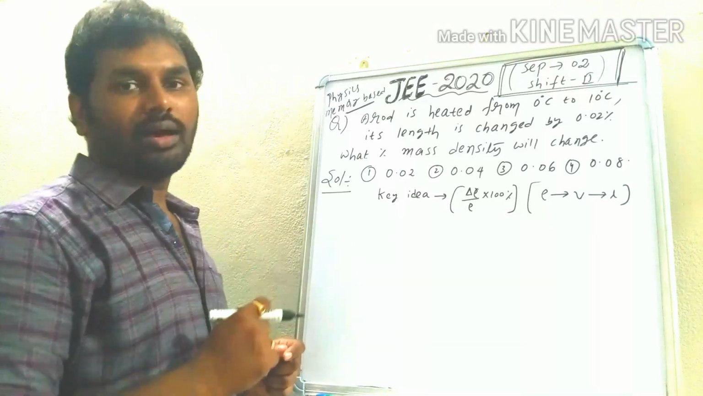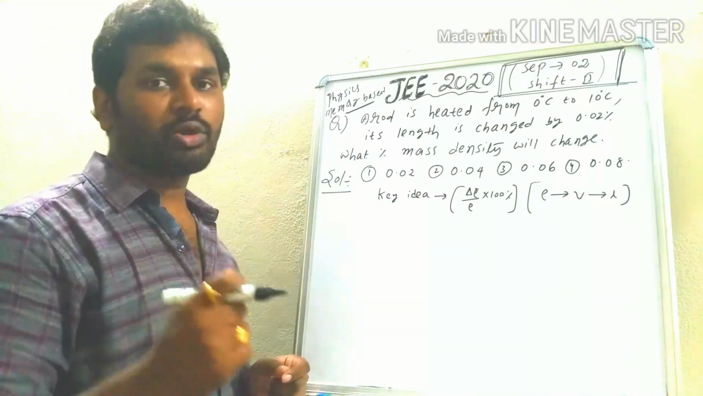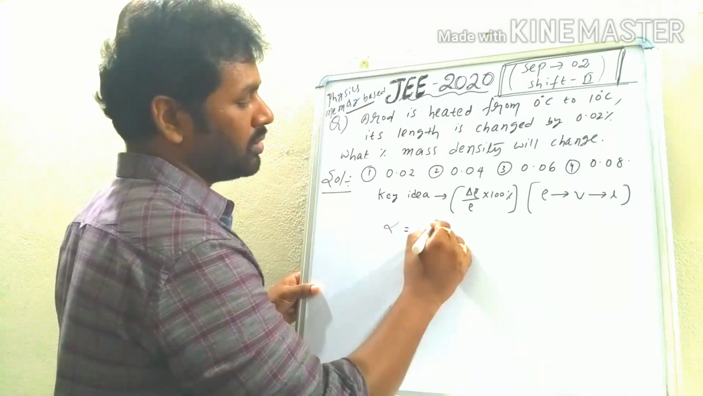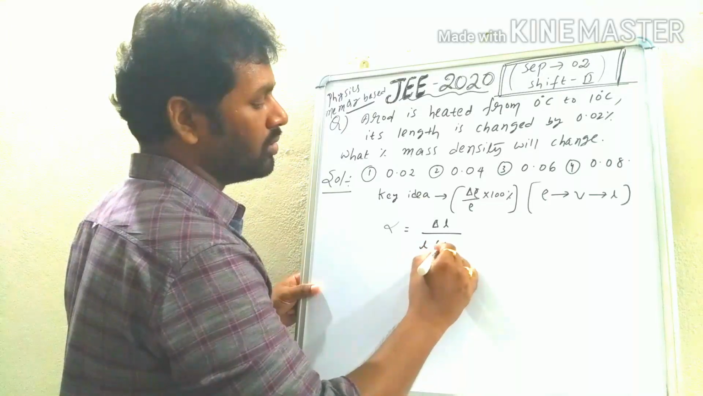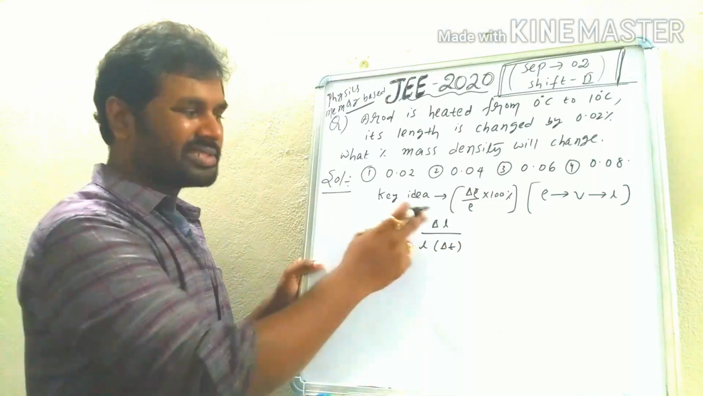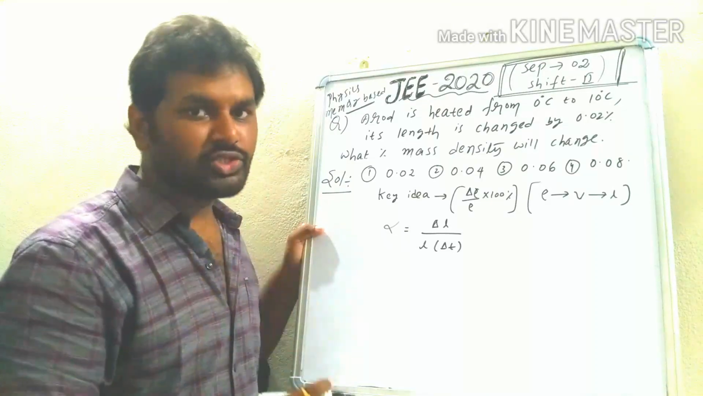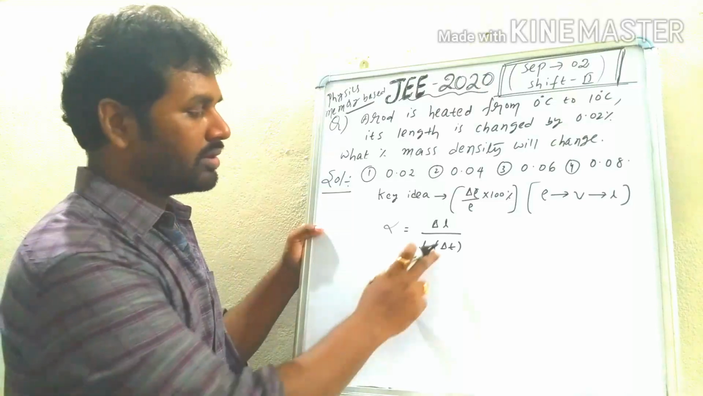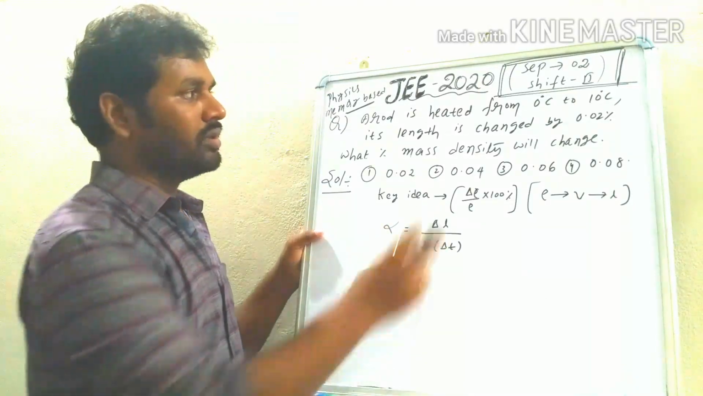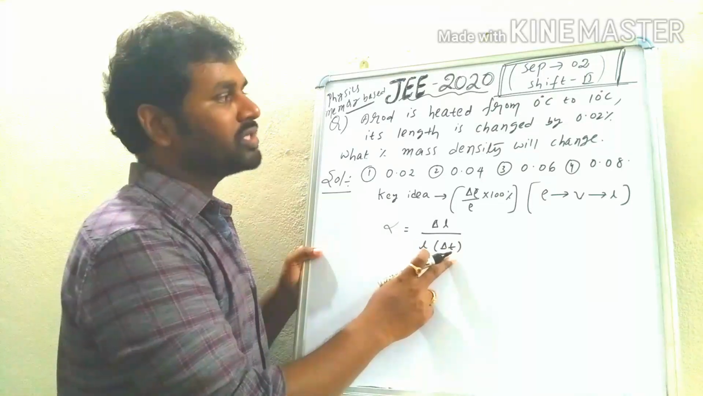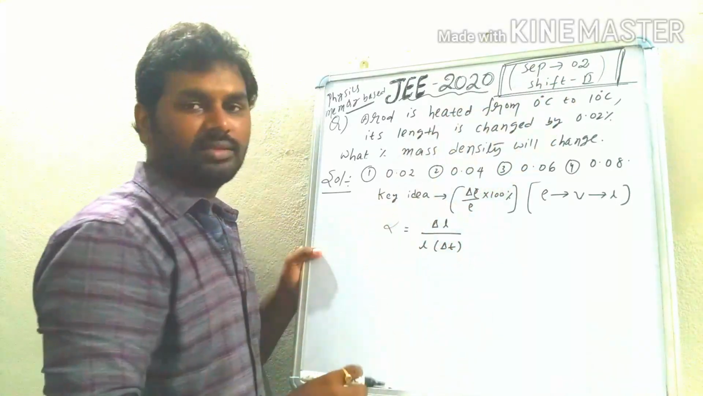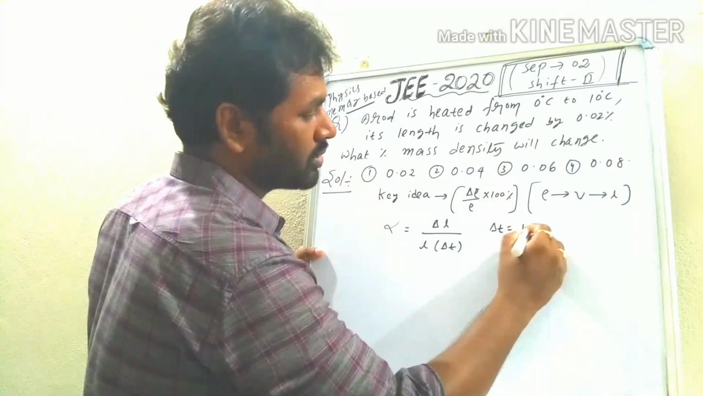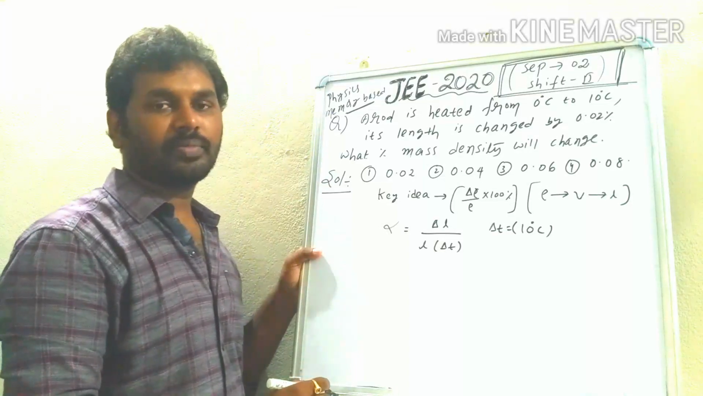We know the basic formula for coefficient of linear expansion, which is given as alpha is equal to delta L by L into delta T. What is delta L? It is the change in length. L is the initial length of the rod. Delta T is the change in temperature. You can see here the final temperature is 10, initial is 0. So the change in temperature is equal to 10 degrees Celsius.